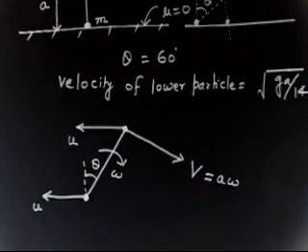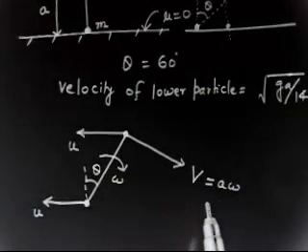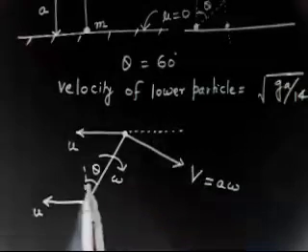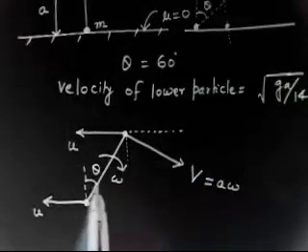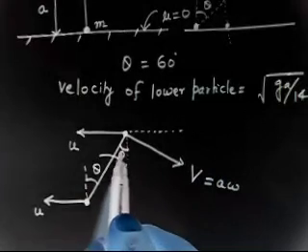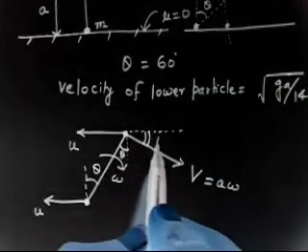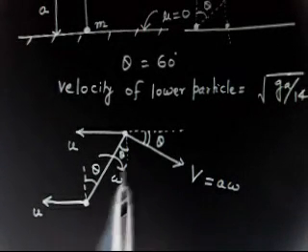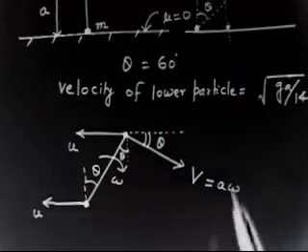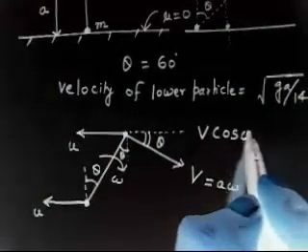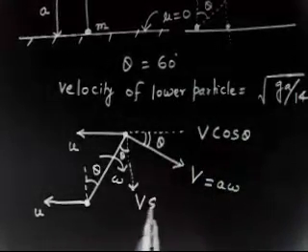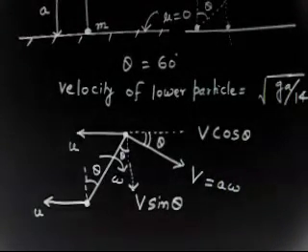Now let us write the components of a omega in two directions. So the component of a omega will be in this direction. This angle is theta, so this angle is 90 minus theta. Let us verify yourself. This is theta, theta, 90 minus theta, theta. So this is V cos theta, and on this side we will have V sin theta.